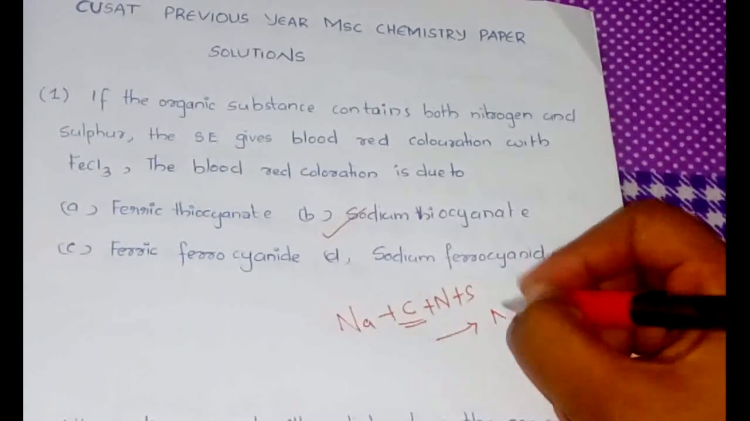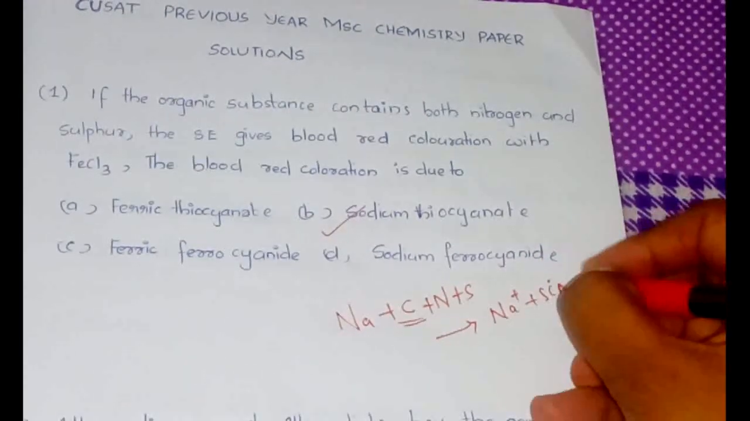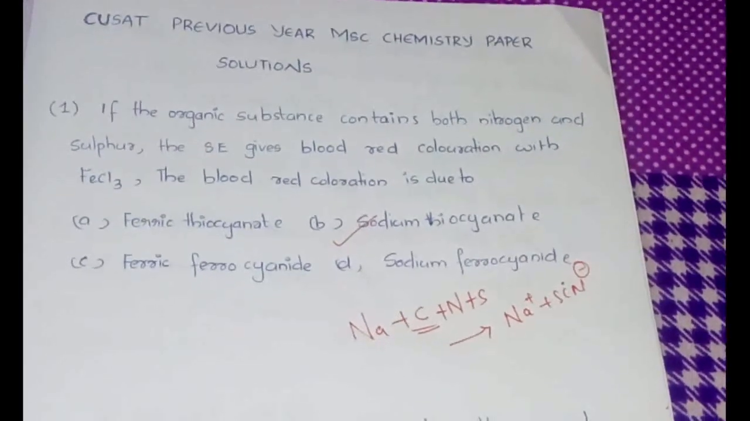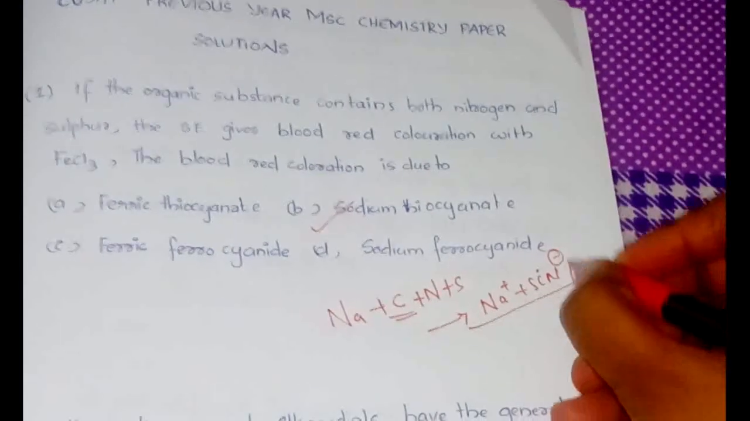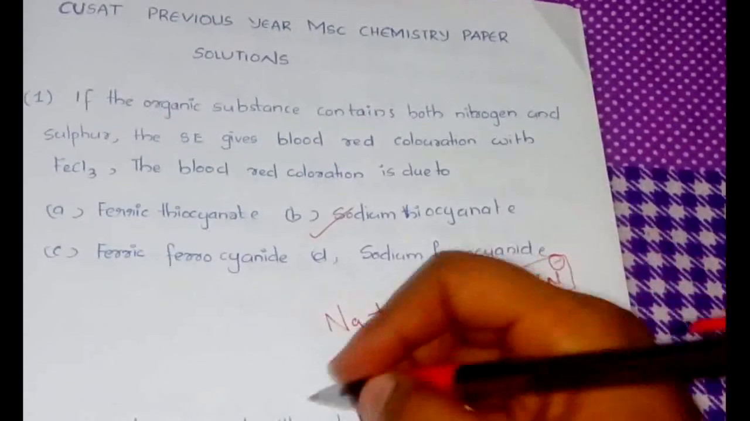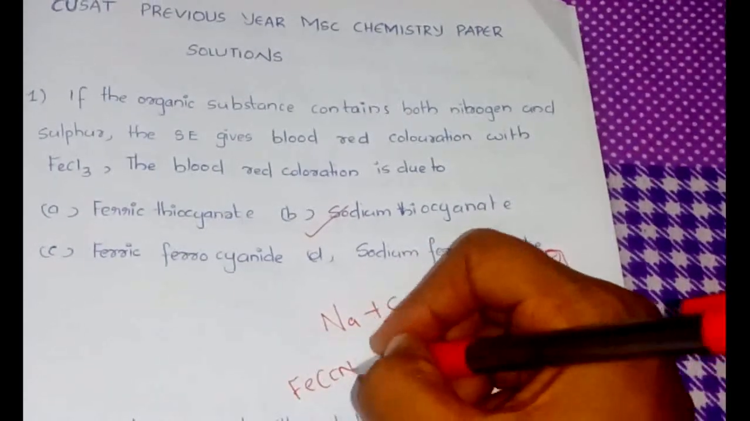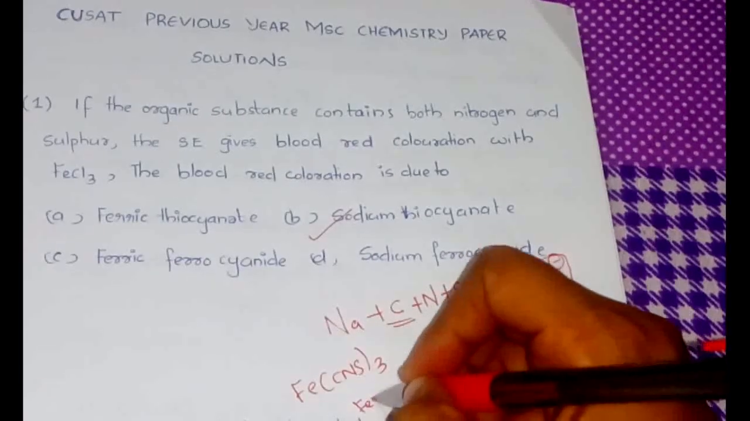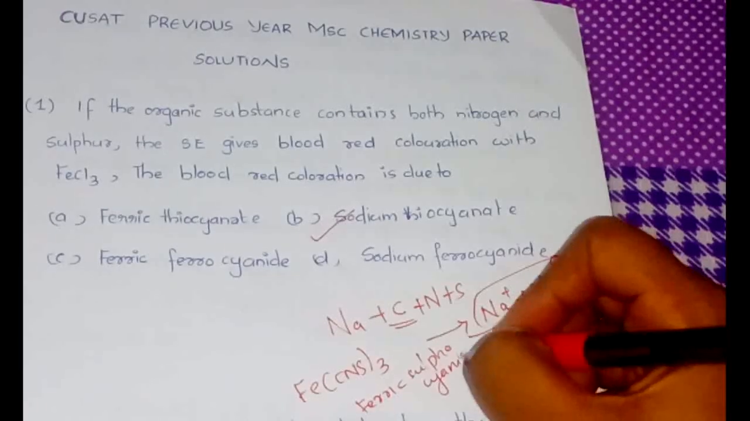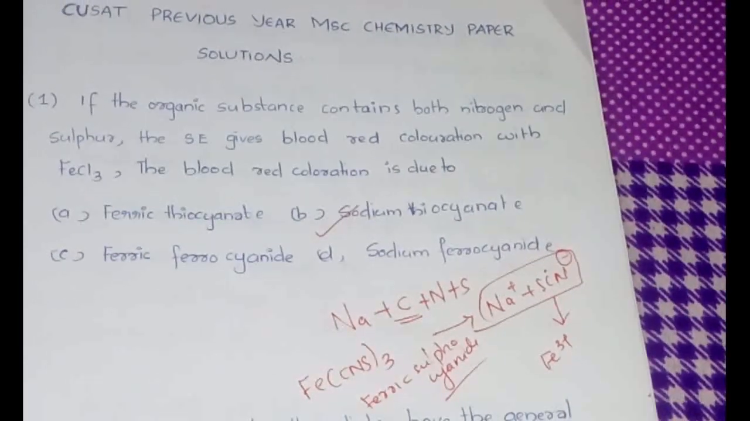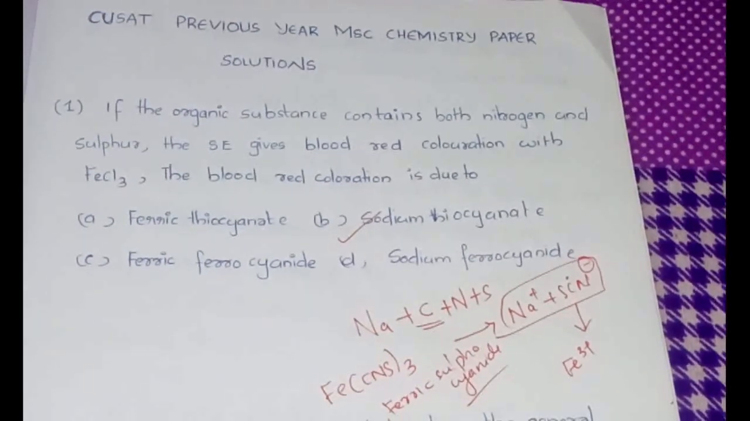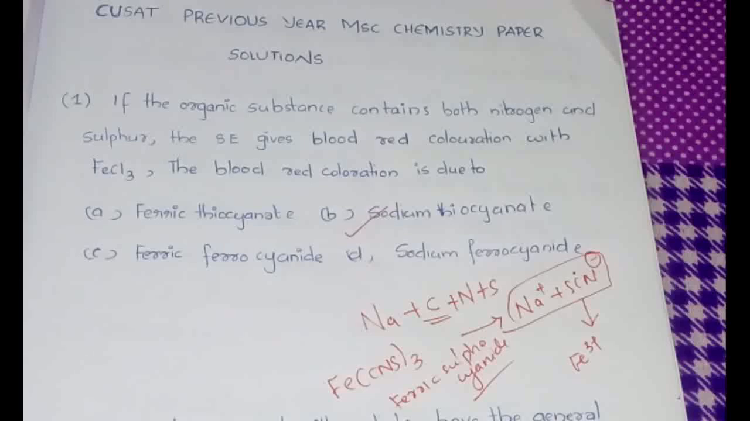The reaction would be Na+ plus SCN-. So it is kind of sodium thiocyanate itself, NaSCN. Then further, this SCN- reacts with Fe3+ to give what product? Fe(SCN)3, which is ferric sulfocyanide. The name of the blood red compound is ferric sulfocyanide, but it is occurring due to the sodium thiocyanate formed in the first step of the reaction. Hope it is clear to you.